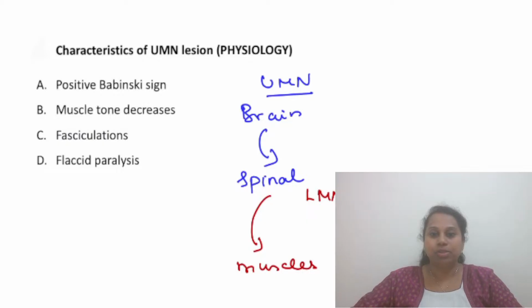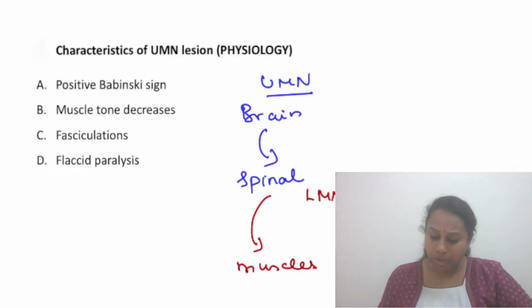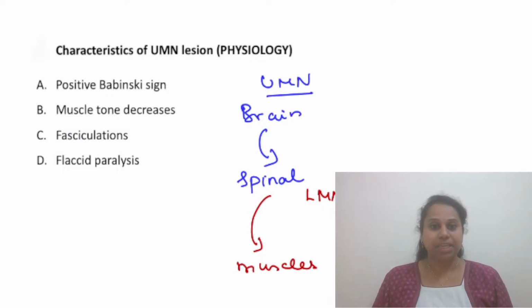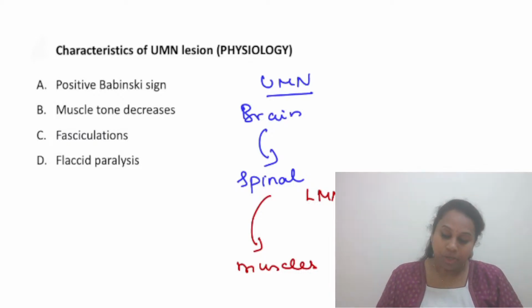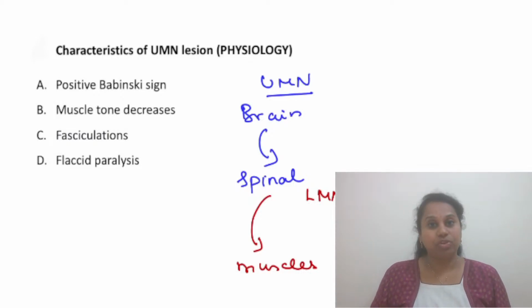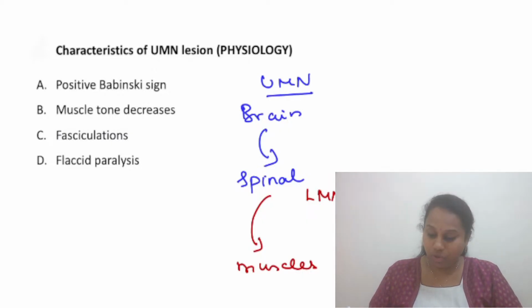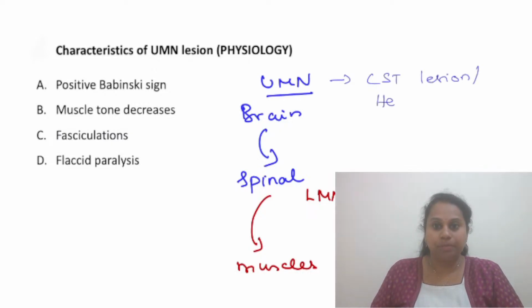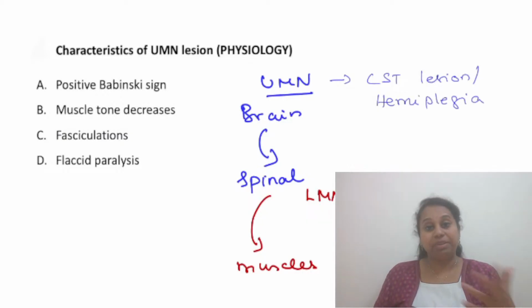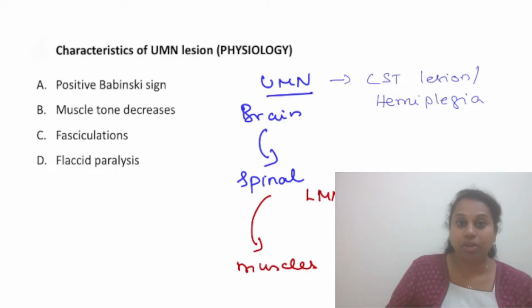So upper motor neurons and lower motor neurons. If there is any damage to the upper motor neurons, that's called a UMN disease. And if there's any damage to lower motor neurons, it's called a lower motor neuron disease. What are the examples for upper motor neuron diseases? Which is the major upper motor neuron? Corticospinal tract is the major upper motor neuron. So an example for upper motor neuron disease is corticospinal tract lesion. Corticospinal tract lesion results in hemiplegia. So hemiplegia is the most common example for UMN lesion.